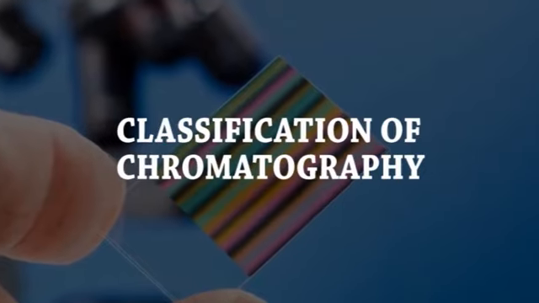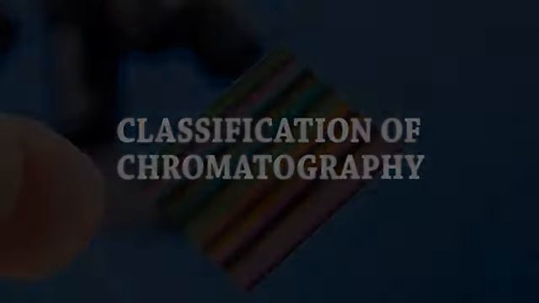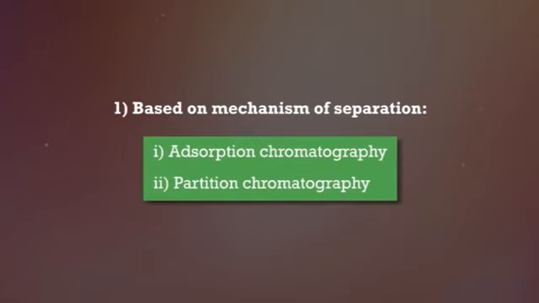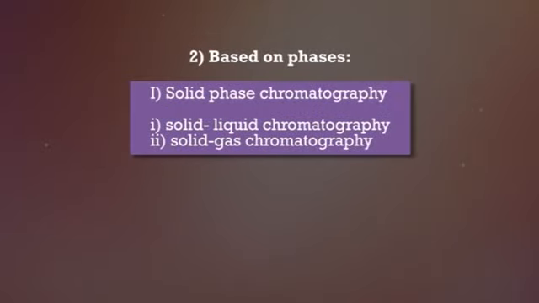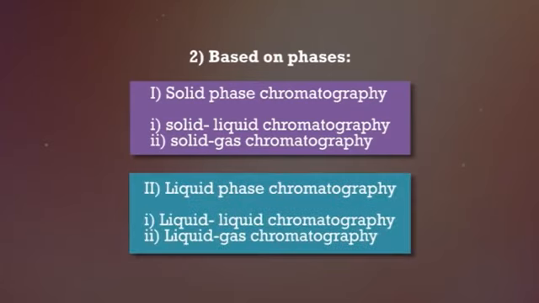Coming to the classification of chromatography, based on mechanism of separation, it is divided into adsorption chromatography and partition chromatography. Again, based on the phases, it is divided into number 1, solid phase chromatography, which can be again subdivided into solid liquid chromatography and solid gas chromatography, and second one is liquid phase chromatography, which can be again subdivided into liquid liquid chromatography and liquid gas chromatography.